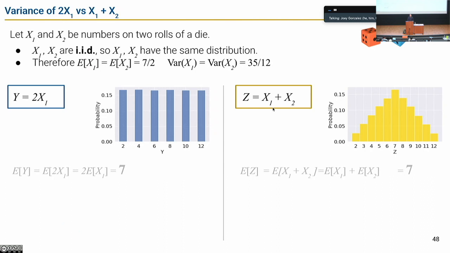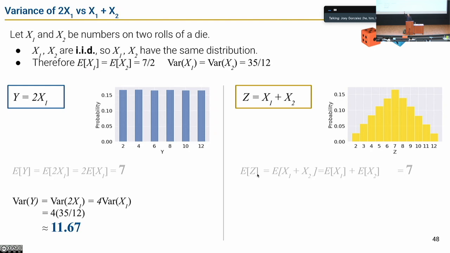All right, so let's derive the variance. The variance of the first one, we can derive this a couple ways. You could look at the covariance, but let's do this simply. The variance of 2 times x1 is 4 times the variance of x1, which is 4 times 35 over 12, or roughly 11.67. Is this other one going to have a higher variance or lower variance?